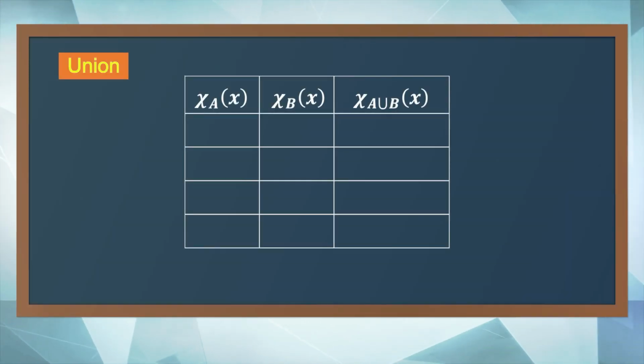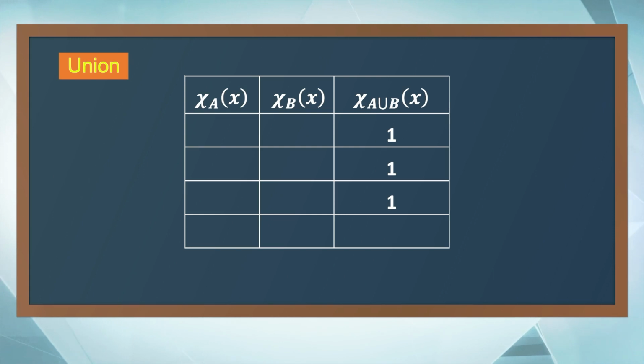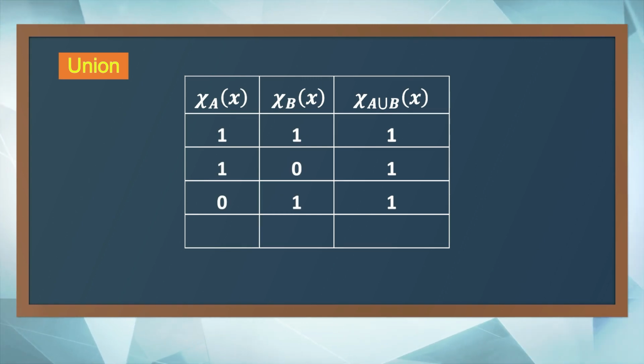Next, the union. How do we express the union of A and B with their characteristic functions? Let's look at the table. Suppose x is in the union of A and B. The characteristic function of the union at x is 1. By the definition of union, x is either in A or in B or in both. That is, either chi sub A of x is 1 or chi sub B of x is 1 or both.